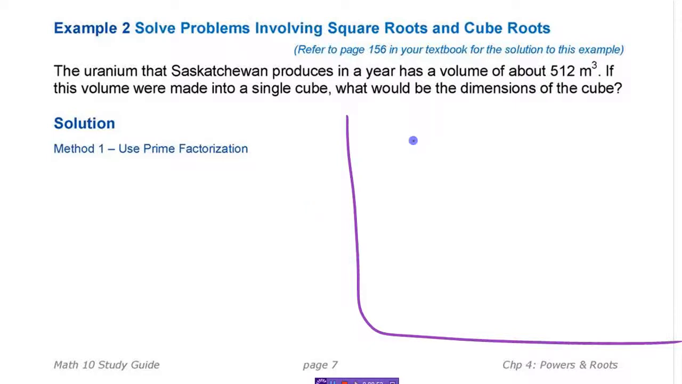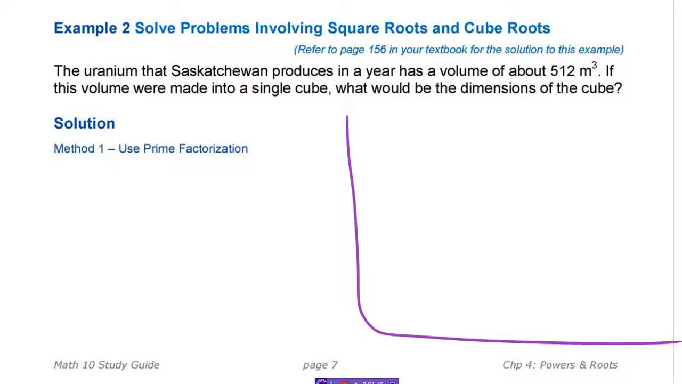If you're trying to solve this, it says they make this certain amount of uranium, this radioactive element that they produce in Saskatchewan. Maybe they have a lot of it there. This is the volume that they produce. That's a pretty big volume, 512 cubic meters. If this volume were made into a single cube, what would be the dimensions of the cube?